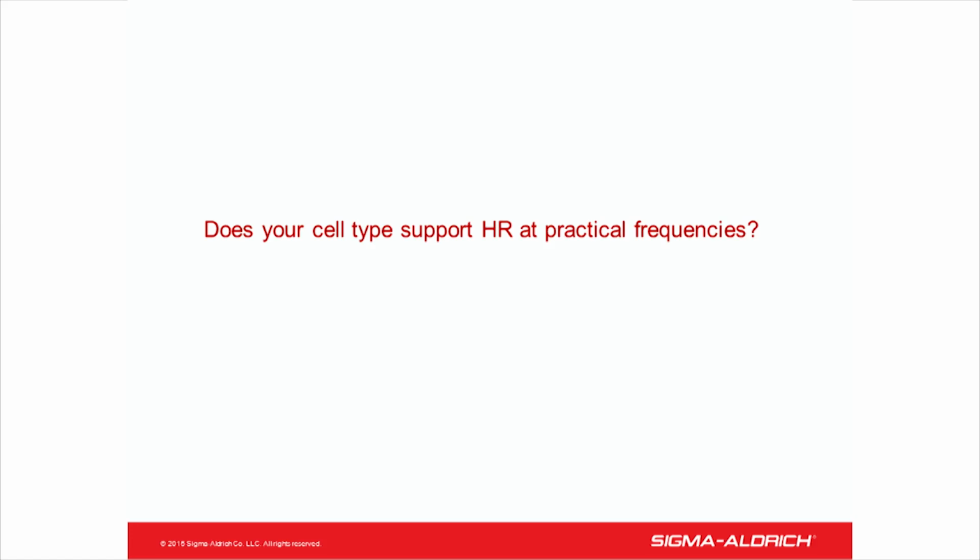So this is one question a lot of people have: does the cell type support HR at practical frequencies? And we see this over and over at Sigma in terms of customer support. So we see people excited to make a SNP mutation. They design all the reagents and they apply them to their cell type and it doesn't work at all. And I'd say 99% of the time it just winds up to be that that particular cell type is not supporting HR very well. So we see that all the time. You saw a big variation here.